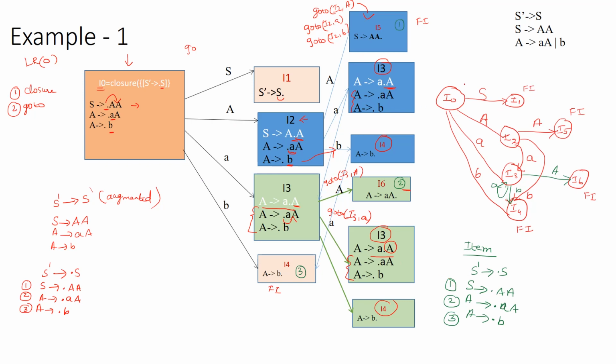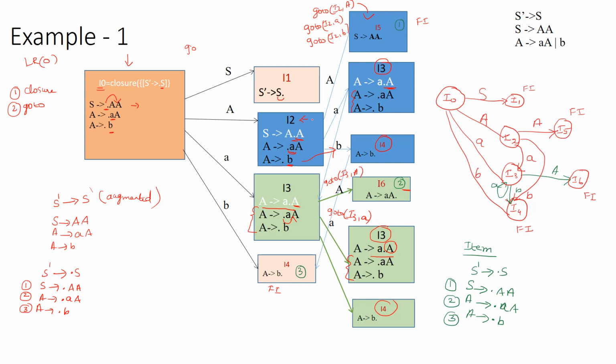For our easy reference, I have redrawn this diagram, that is from I0. Consider this. So this is your I0. From I0, when you apply S, it goes to the new state I1. So this is your accept state. When you apply capital A, it goes to I2. When you apply small a, it is I3. And when you apply small b, it goes to a new state called I4.